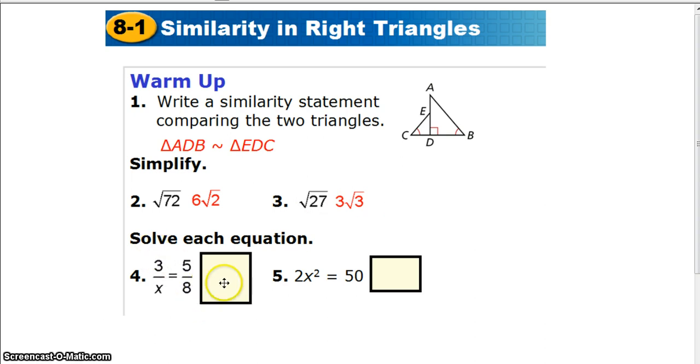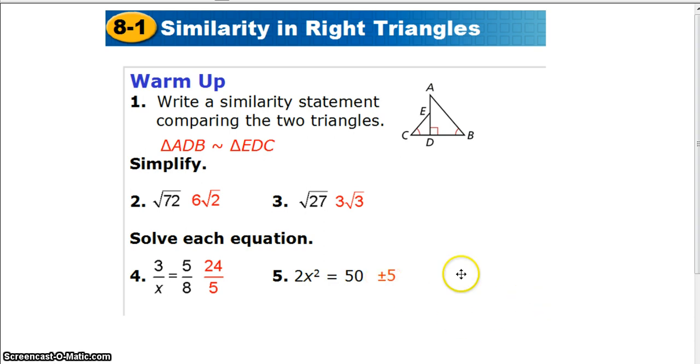Solving this, we have x equals 24 over 5, or you could say 4.8 or 4 and 4/5. x equals plus or minus 5, right? So when you take a square root, you have the option of a principal root or the negative root.